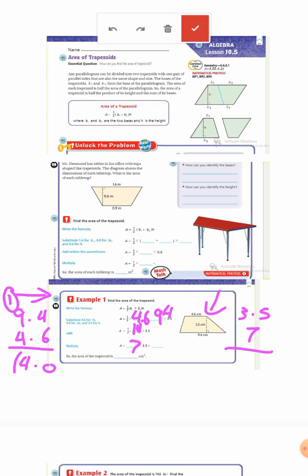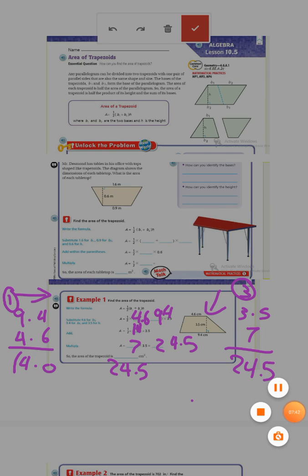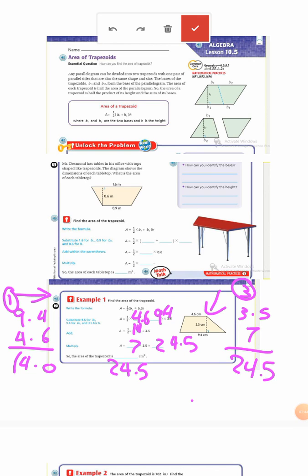Imagine we do not have the decimal point. 5 multiply 7, 35. 5 and carry up 3. 3 multiply 7, 21 plus 3, 24. The decimal point after one digit, so that it gives me 24.5. So the area of the trapezoid is 24.5 centimeters square.